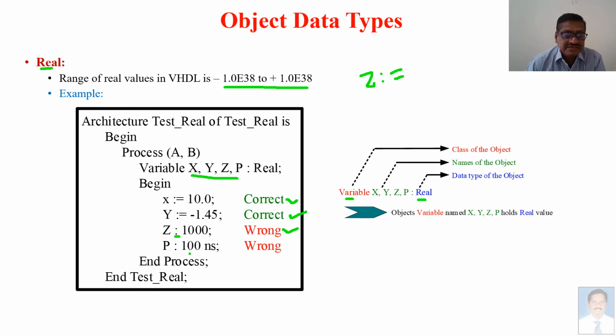Similarly, p is assigned as 100 nanosecond. This nanosecond is again not a unit which we can define, and 100 again does not belong to this range because it belongs to the integer category. That's why it is also a wrong statement, and this is the end of the process. These are the discussions about this real data type.